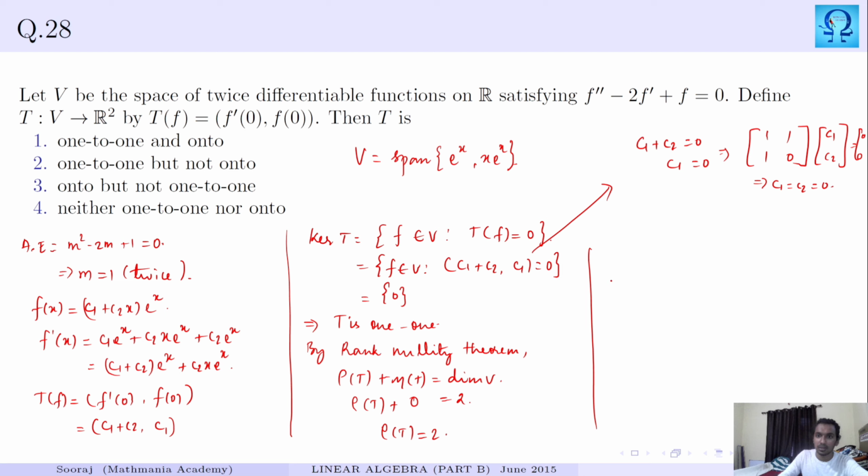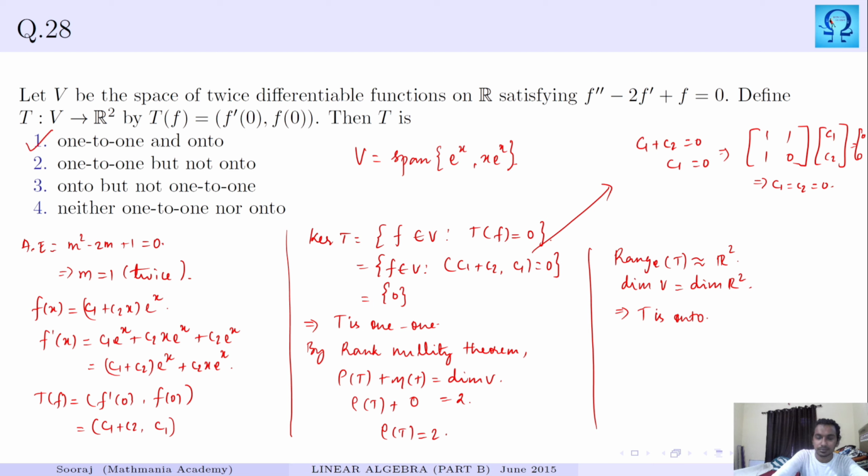That is the range space. So, your range of T is actually isomorphic to R2, right? So with which what can you conclude? The dimension of V is the same as the dimension of R2. This is possible only when T is onto. Hence, it is both 1-1 and onto.